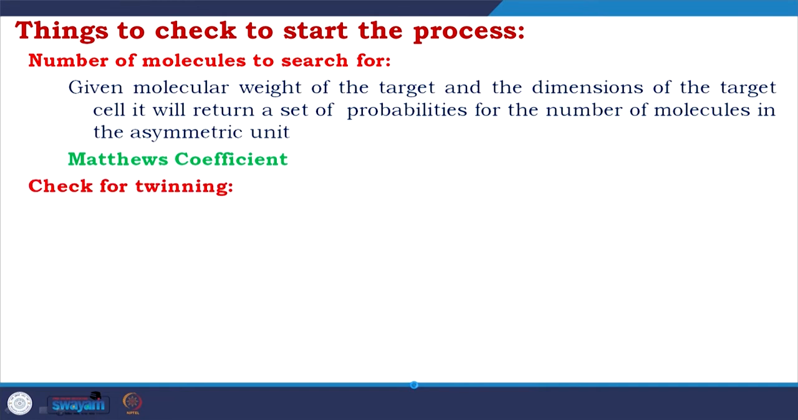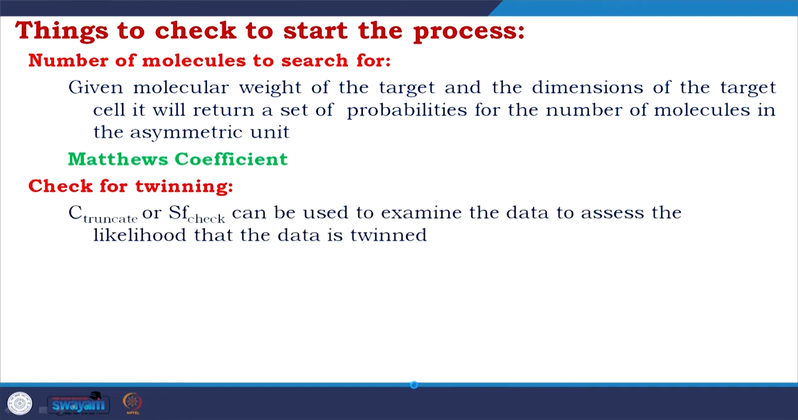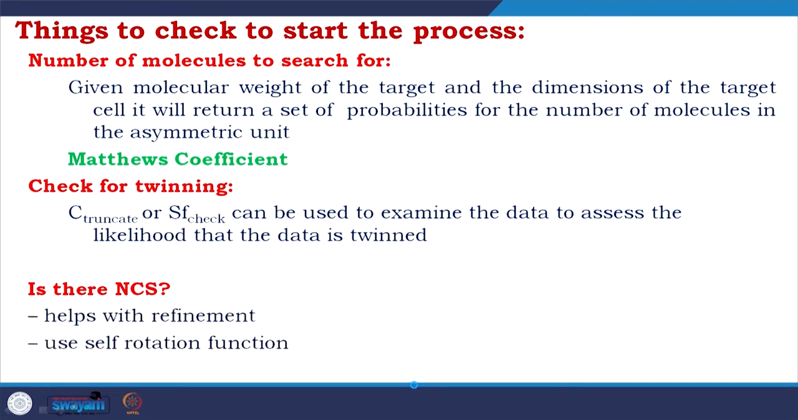We also have to check for twinning. There are programs, C truncate or SF check, which could be used to examine the data to assess the likelihood that the data is twinned or not. Is there non-crystallographic symmetry? You also have to check. If you know that it is there, this information would be helpful with refinement, and you could use the self-rotation function.